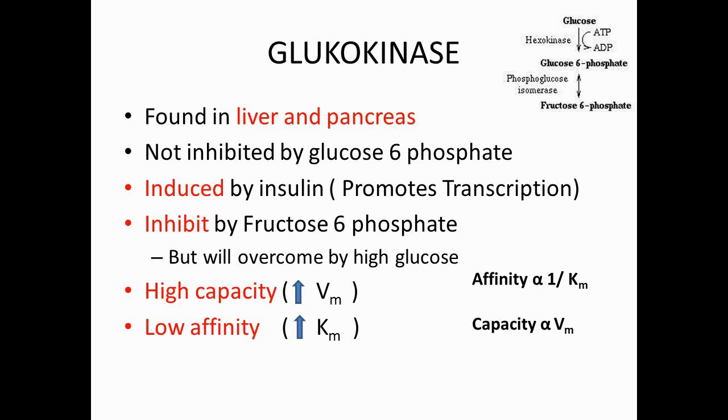Another enzyme for the same process is glucokinase, which is found in the liver and pancreas. It is not inhibited by glucose 6-phosphate, it is induced by insulin by promoting transcription of this enzyme, and it is inhibited by fructose 6-phosphate. As you can see in the picture, fructose 6-phosphate is an isomer of glucose 6-phosphate, but this inhibition can be overcome by a high level of glucose. It has high capacity and low affinity, unlike hexokinase, which means that it can work at a high velocity for a very long time, but it needs lots of glucose in order to start working.